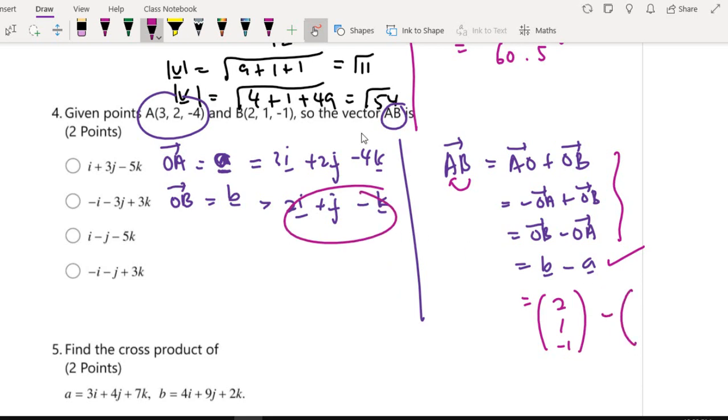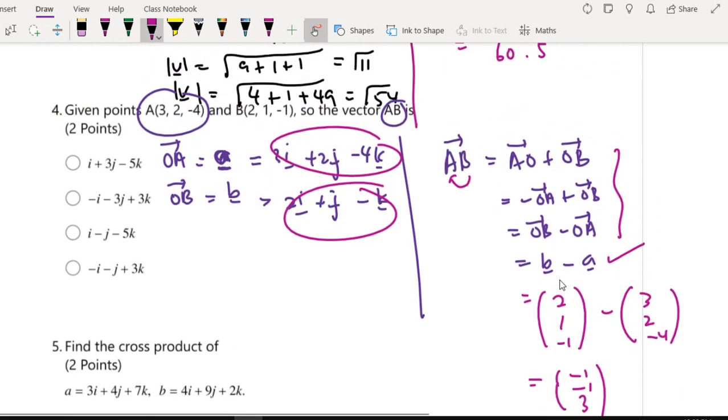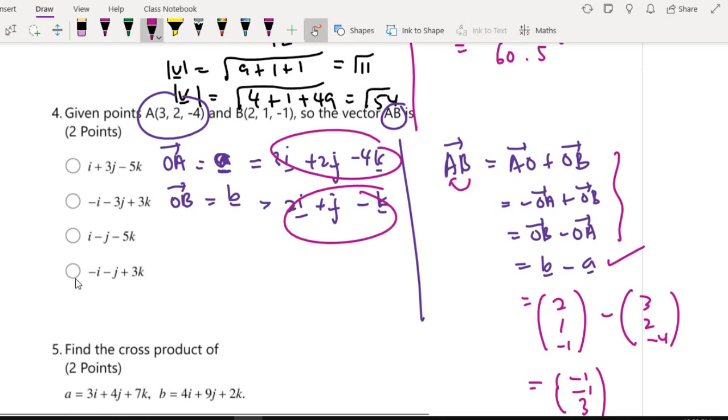2, 1, negative 1, minus 3, 2, negative 4. Then find the value: 2 minus 3 is negative 1, 1 minus 2 is negative 1, negative 1 plus 4 is 3. Then change back to vector form. Don't leave the answer in this form. Okay, negative i minus j plus 3k. Okay, this one.